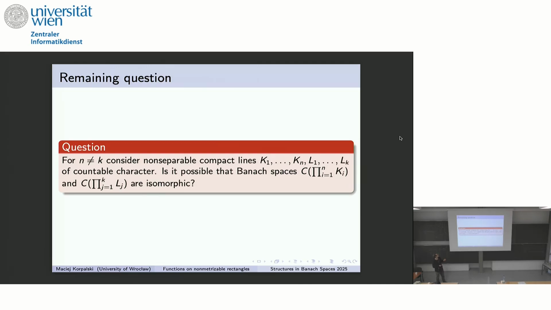If we take some compact lines that are non-separable but of countable character, then can we make the functions on this product isomorphic to the functions on this product? And well, the question, as far as I know, is open. At least I have no idea how to approach it.